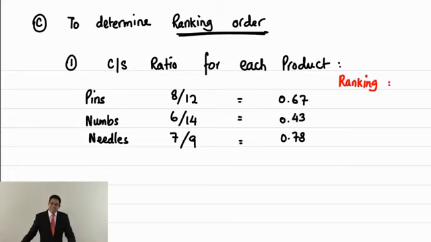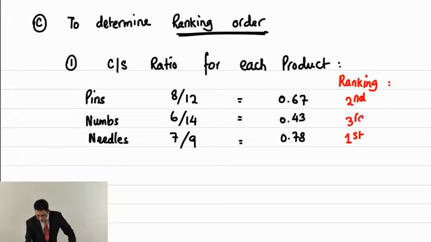And on the basis of this, you can determine the ranking order just in front of them. Remember the idea, greater the better. So the highest CS ratio product will be ranked first, and then second best will be pins, and third best will be nums. So meaning to say is, if the company wants to determine a new sales strategy, the company should be selling first of all needles. After the sales of needles have been achieved, then the pins should be sold to the customers, and once the pins have been sold, then the company should start thinking about producing and selling nums. Okay, so this ranking should be followed.